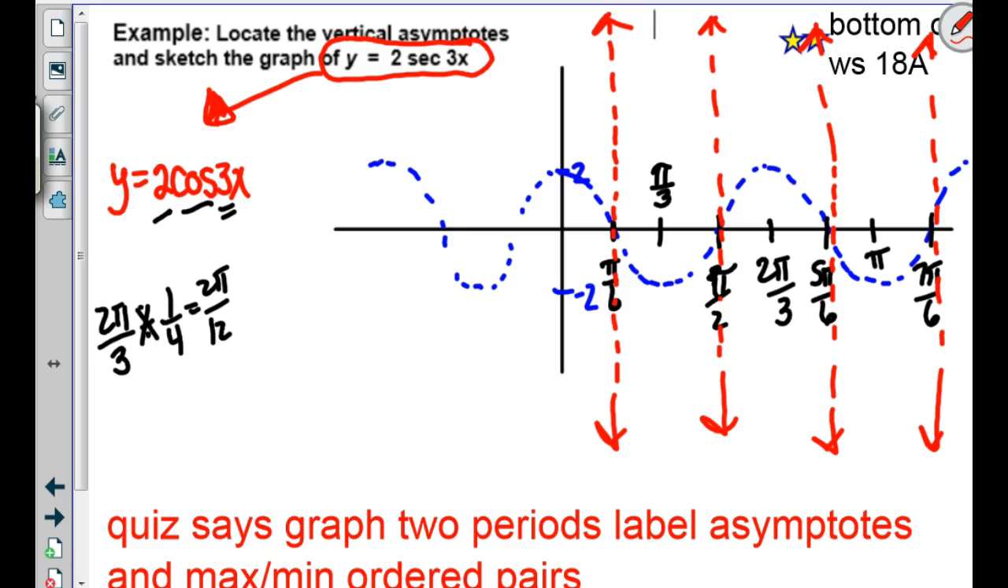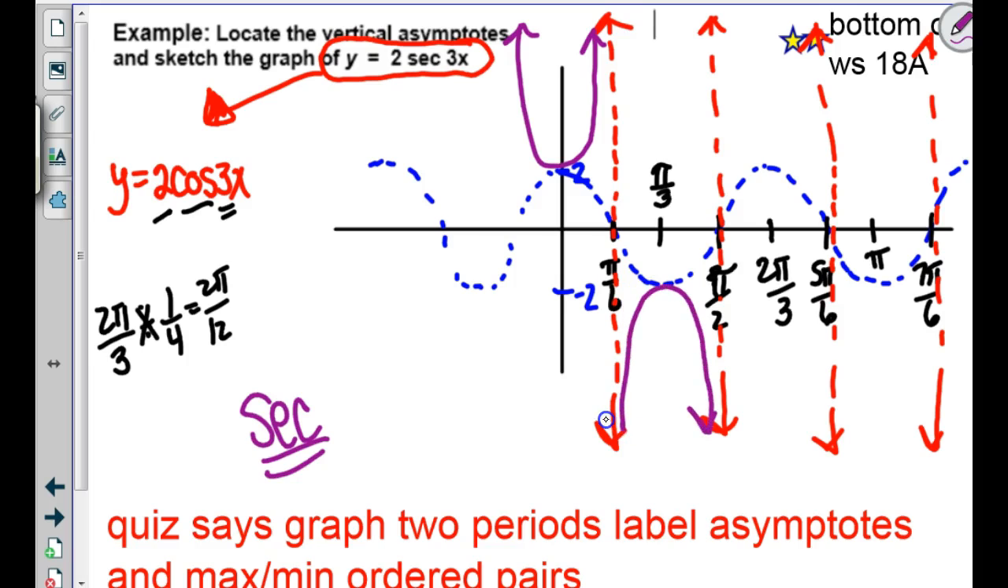All right, we did all that work and we haven't graphed the secant yet. What does the secant graph look like? Okay, I'm going to do the secant in purple. The secant graph takes all those little u's and flips them upside down. So it would go this way, this way. This little piece in here would flip up this way.